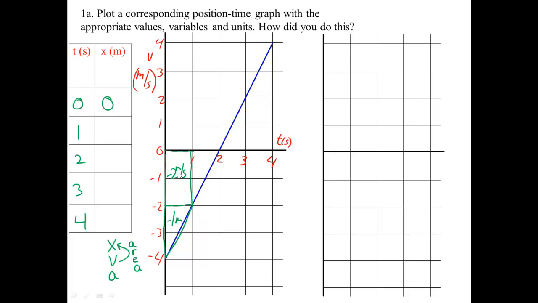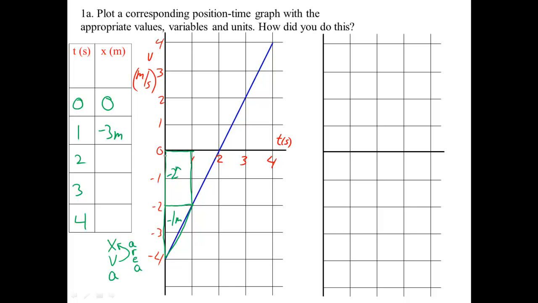Actually, this is wrong over here. I just wanted to change that. Let me fix that. That really should be just -2 meters. So the entire area between 0 and 1 second is a total of -3 meters, so the displacement I will put right there as -3 meters.